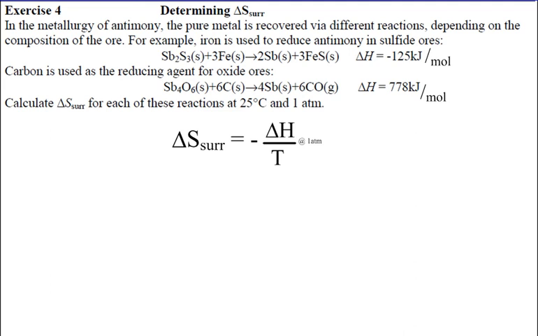So I'm going to actually solve both of these as we go through, since it's asking to calculate the delta S for each reaction at 25 degrees Celsius and 1 atmosphere. I'm going to do both, so you can follow along as each one, or you can pause me and see if you can figure it out for yourself and then come to an answer.